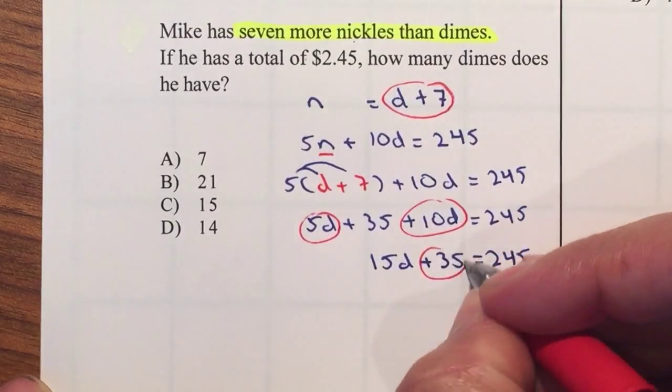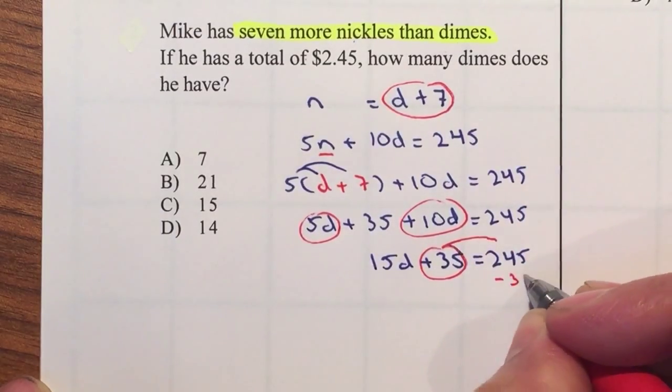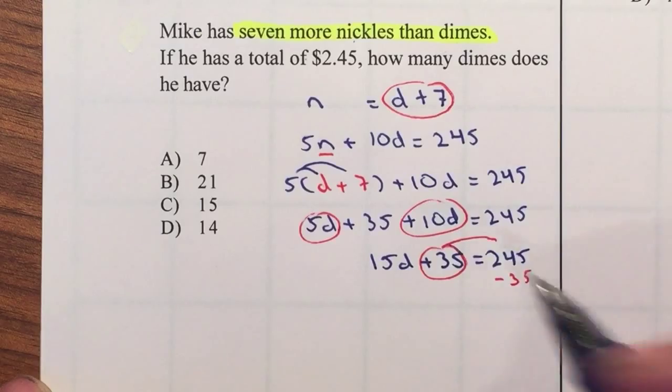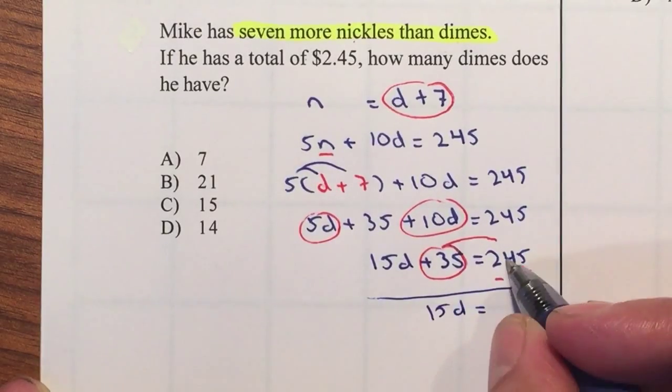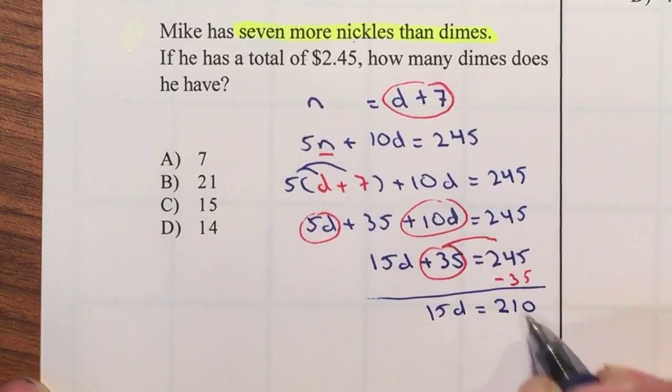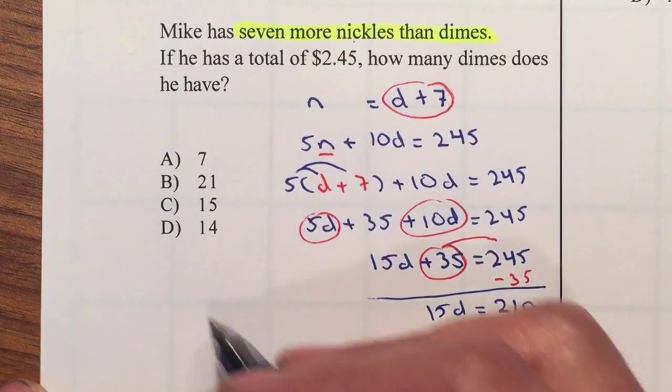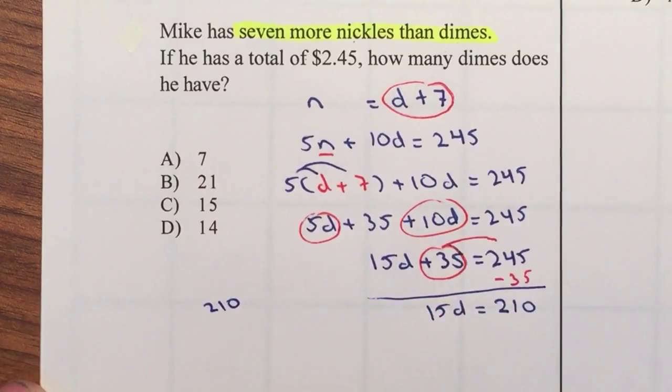I'm going to move my 35 to the right. It's a positive, so I add negative 35 to cancel it. That gives me 15d is equal to 210. And I'm going to divide 210, since I need to divide by 15 on both sides.